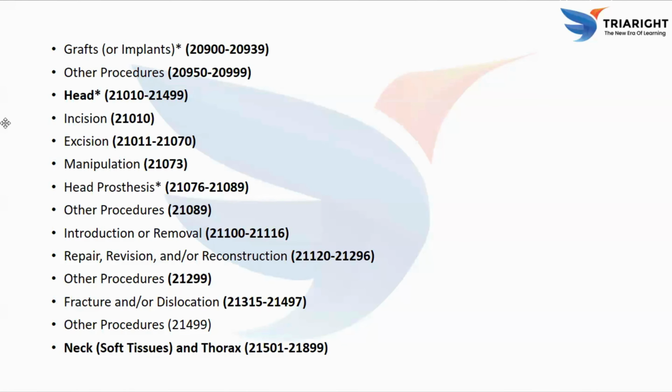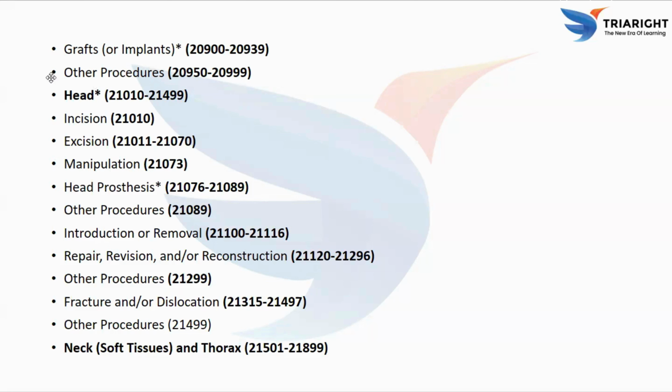So next, code ranges after grafts or implants. So what is a graft? This is used when a tissue or material is placed into the body. This can be a bone graft, muscle graft, or synthetic implant. For example, a bone graft used to repair a skull defect. Other procedures are listed under the 20,950 to 20,999 code ranges.